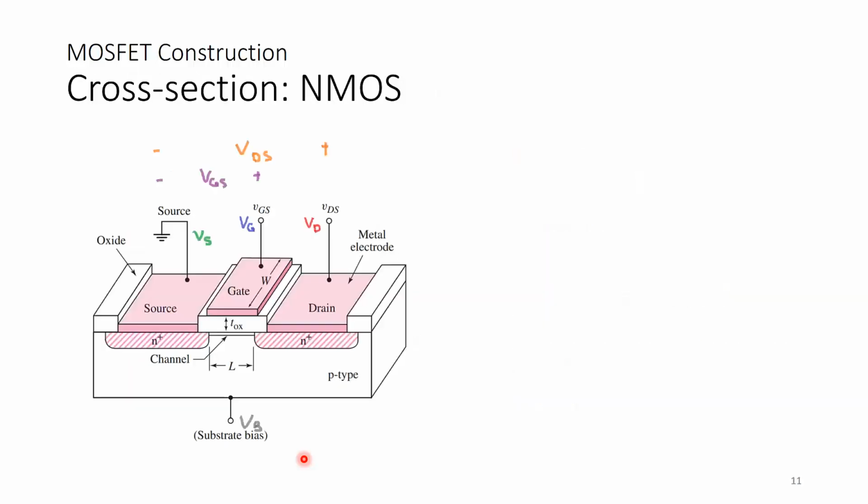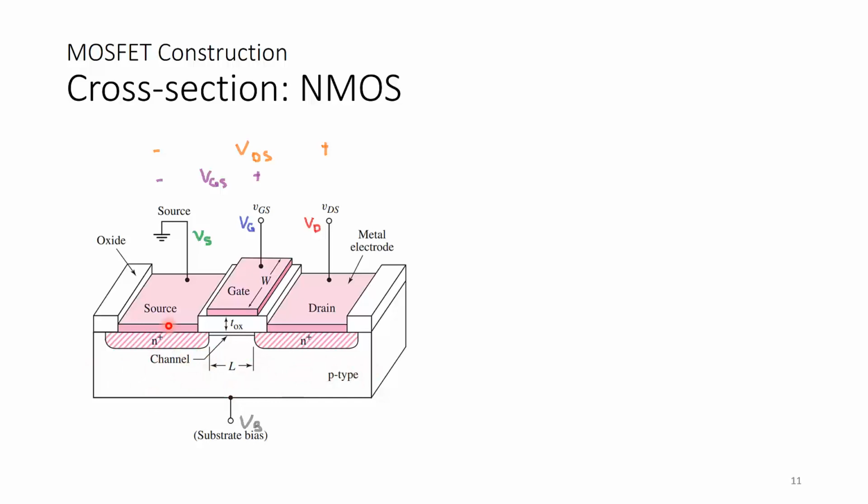Alright, so cross-section of NMOS. This is the cross-section of how it actually looks, a simplified version of what you would see if you took a picture of the device under a scanning electron microscope. It has source, gate and drain, and the substrate here, which is the semiconductor body.